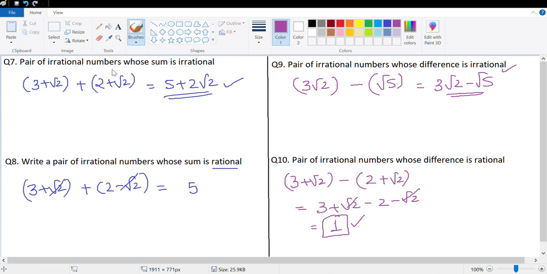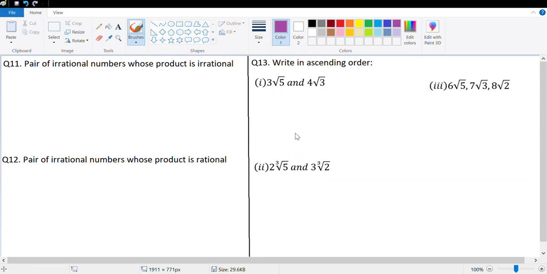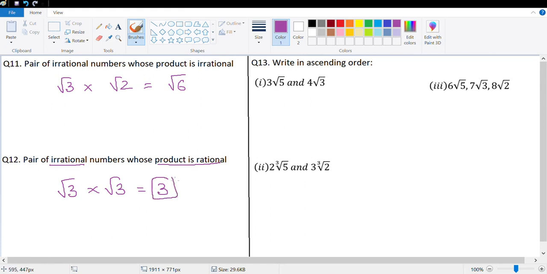Let's look at the next question. The next question we do is question number 11. We need to look at a pair of irrational numbers whose product is irrational. Let root 3 be the first one and root 2 be the second one. This is equal to root 6, which is irrational. Next, pair of irrational numbers whose product is rational. Let's look at root 3 multiplied with root 3, which is equal to 3, which is rational.